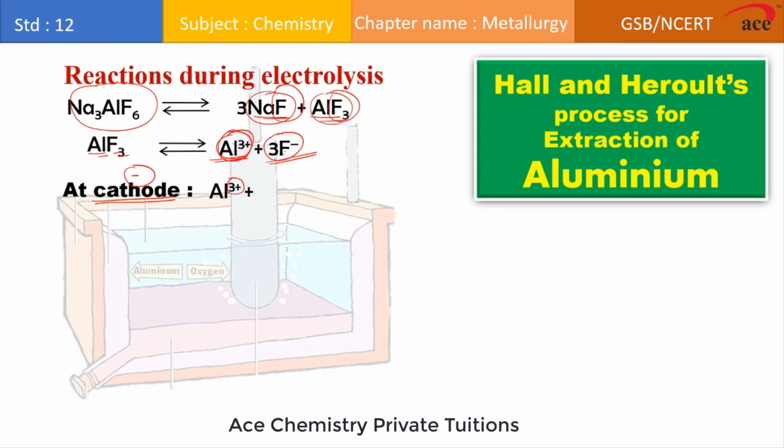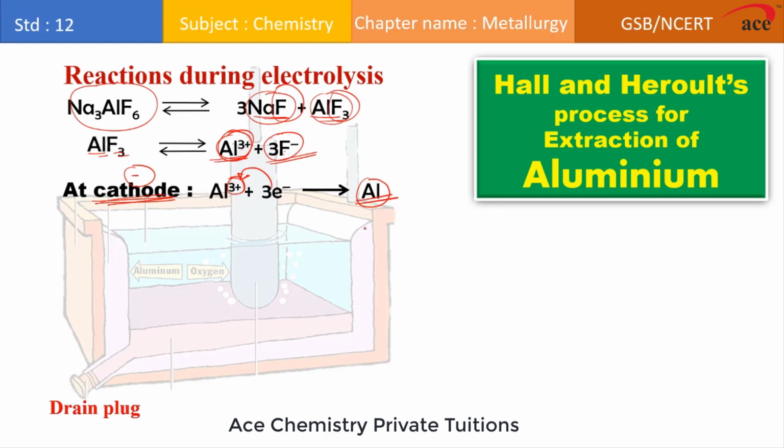So how many electrons are required to reduce one ion of Al3+? Yes, it is 3 electrons. So aluminium 3+ gains 3 electrons from the graphite cathode and gets reduced to give aluminium metal. Now student, please remember, since the reaction temperature is very high, it is above the melting point of aluminium. So the aluminium which is deposited onto the inner lining of the electrolytic cell, that is at the cathode, is obtained in the molten form. Now let's check the next reaction.